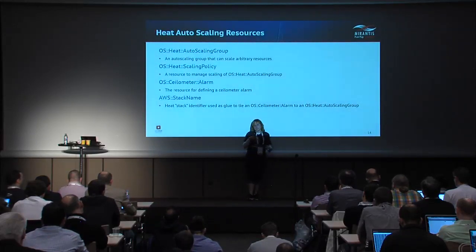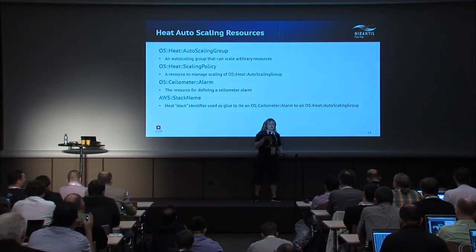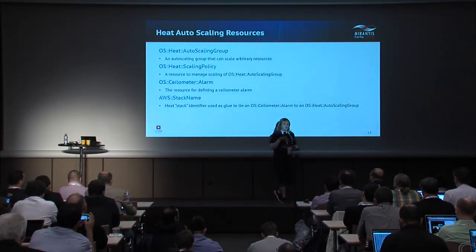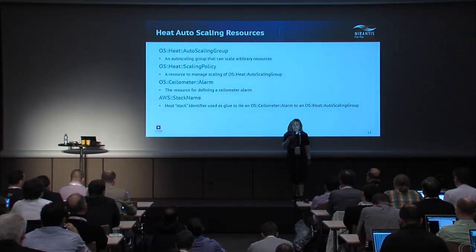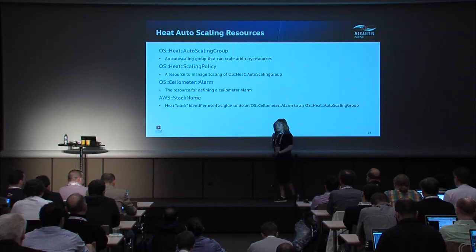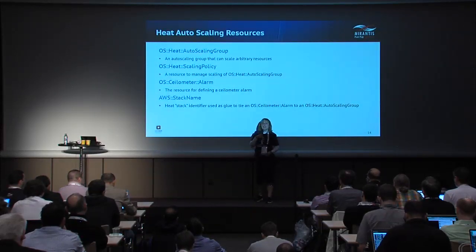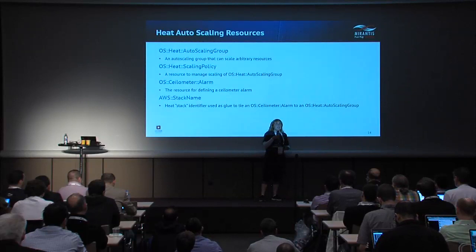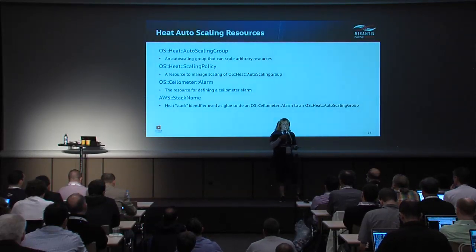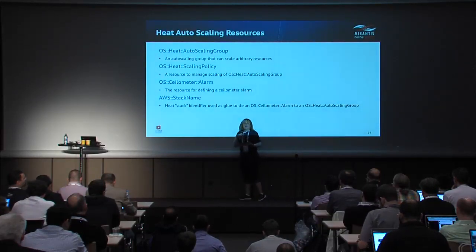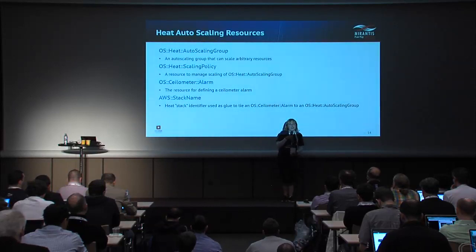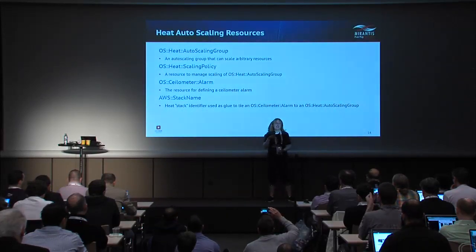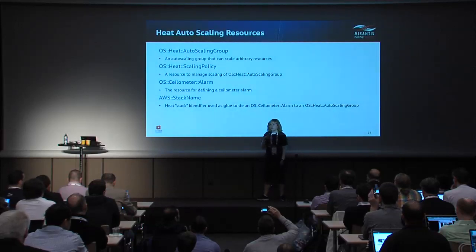When we try to apply Heat to scalable applications, there are two useful features. One is Heat auto-scaling. Heat auto-scaling is a feature that allows you to specify in a template a scaling group. A scaling group is a set of resources that you apply the scaling policy to. Again, you can identify different scaling policies. You can say, well, I want to grow, or I want to reduce the number of resources.